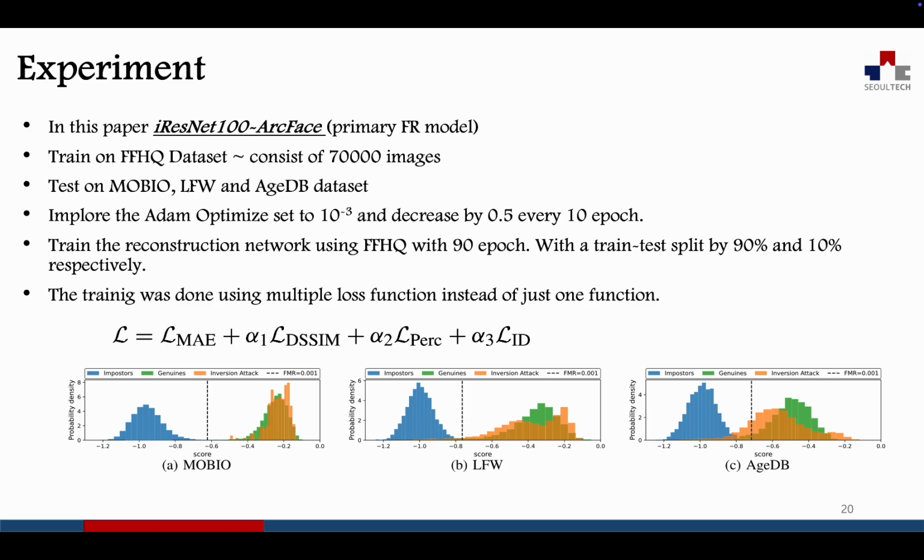The training was done by leveraging the multi-term loss, which is the mean absolute error, dissimilarity index matrix, perceptual loss, and ID loss. So we can see that using MOBIO, Labeled Faces in the Wild, and AgeDB, the template inversion results are closely comparable to the genuine images that have been used.